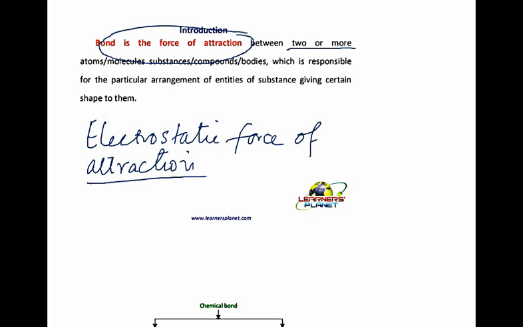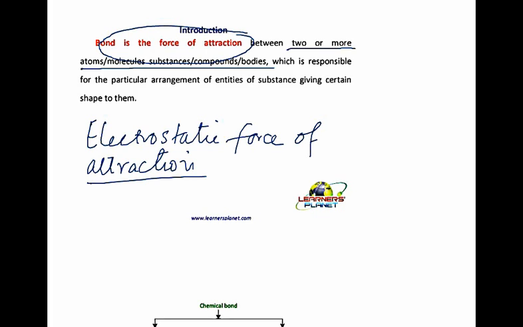attraction between two or more atoms or molecules or substances or compounds or bodies which is responsible for the particular arrangement of the entities or substance giving certain shape to them. So bonds are there in a molecule giving shape to that particular molecule.